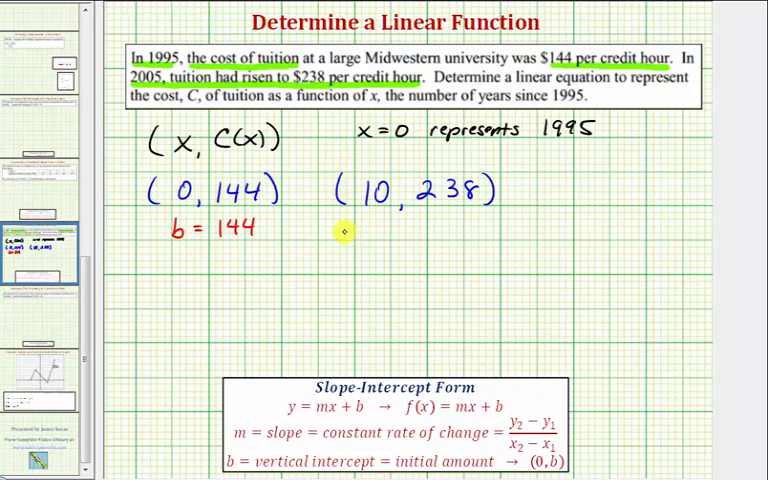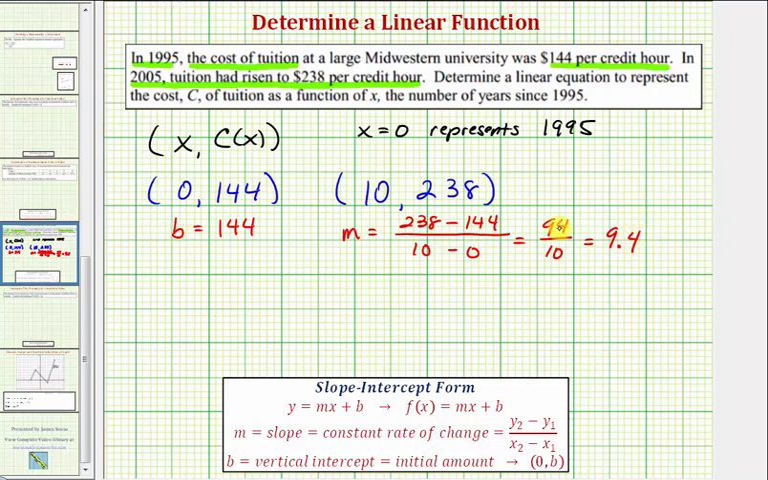So here we'd have m is equal to, well, the change in the cost per credit hour would be equal to 238 minus 144, and the change in the years would be 10 minus 0. 238 minus 144 is equal to 94, so we have 94 divided by 10, which equals 9.4.